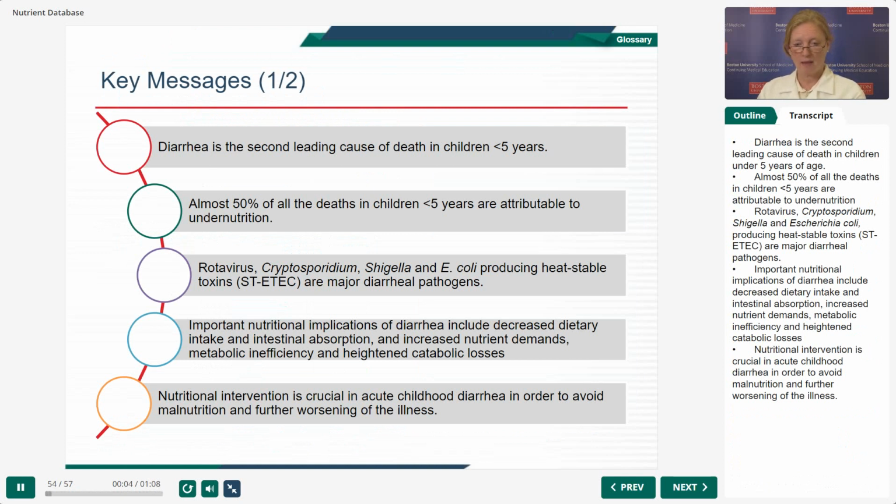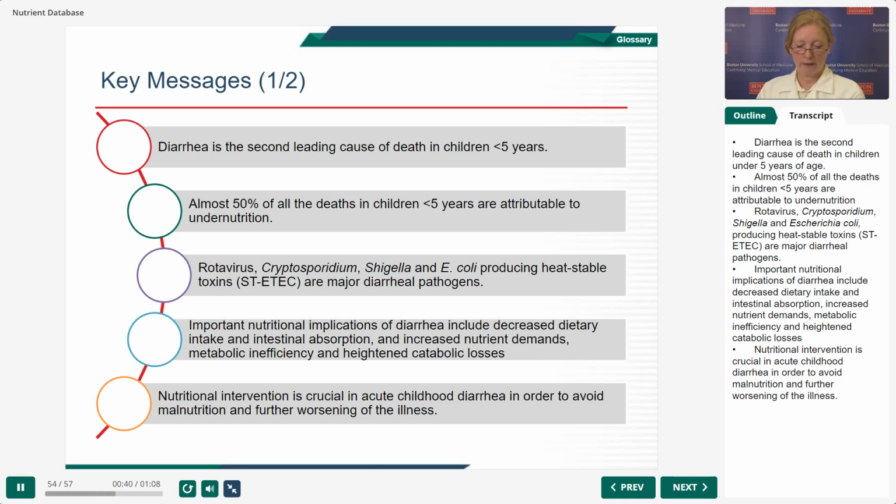Now, I would like to summarize what we have learned today, really important facts. As you know, diarrhea is the second of the top 3 most common causes of death in children under 5. Nearly 50% of the deaths in children less than 5 are attributable to undernutrition. There are 4 pathogens that are clearly linked to major diarrhea problems, which are rotavirus, cryptosporidium, Shigella, and toxin-producing E. coli.